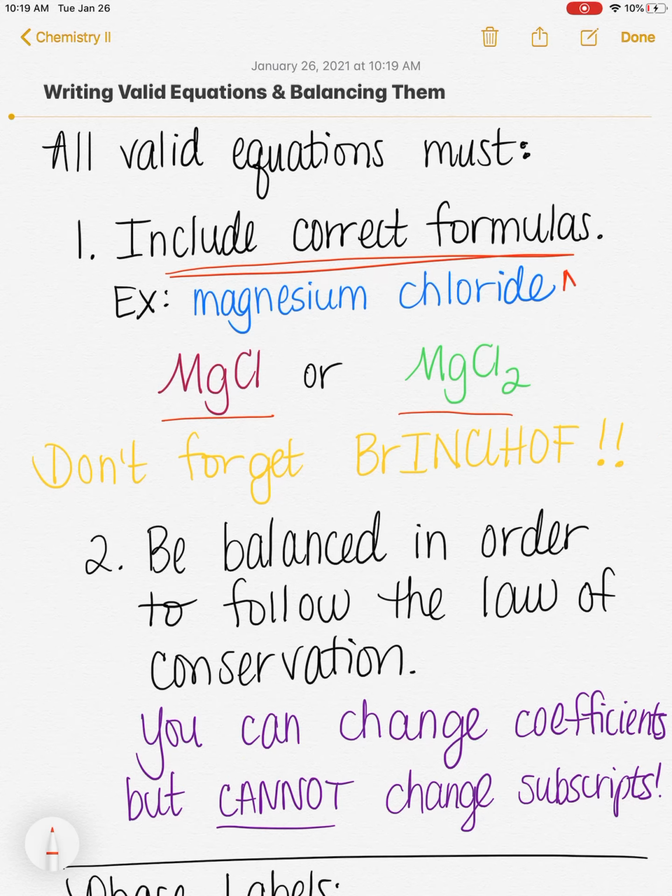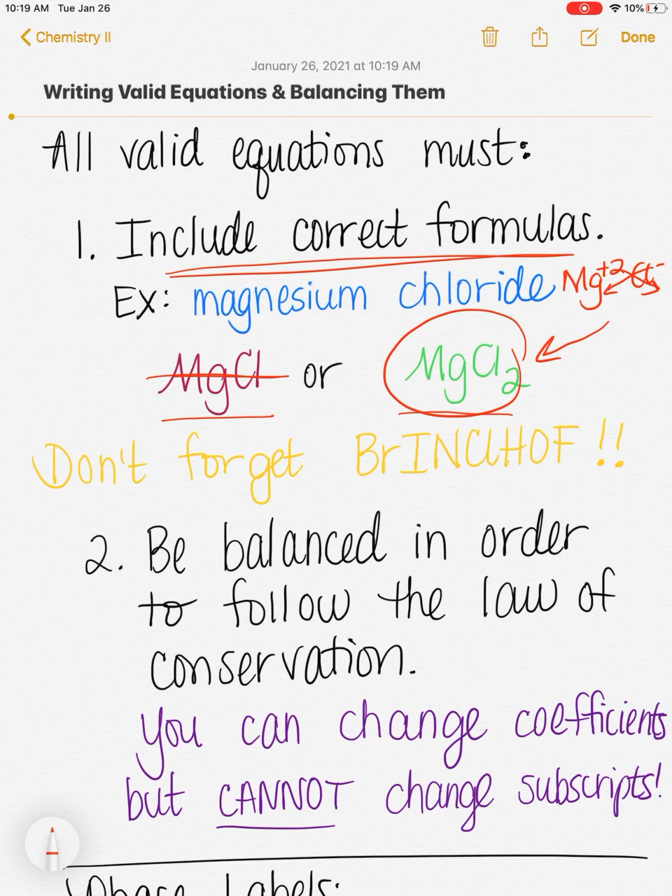Well, let's think through it. Magnesium ion is Mg2+ and chloride is Cl-. When I crisscross those, I would get MgCl2, which would be the correct formula. I would not want to write MgCl because that is not correct for magnesium chloride.